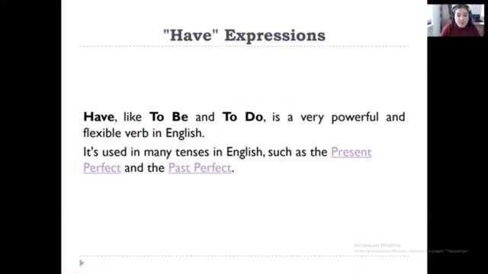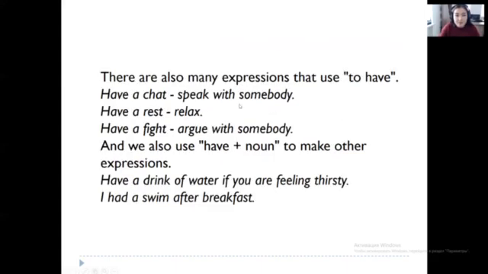Have expressions. Have, like to be and to do, is a very powerful and flexible verb in English. It's used in many tenses in English, such as the present perfect and the past perfect. There are also many expressions that use to have. For example, have a chat, speak with somebody. Have a rest, relax. Have a fight, argue with somebody.